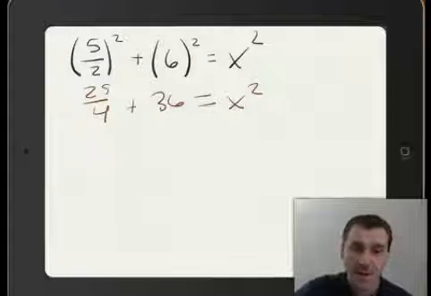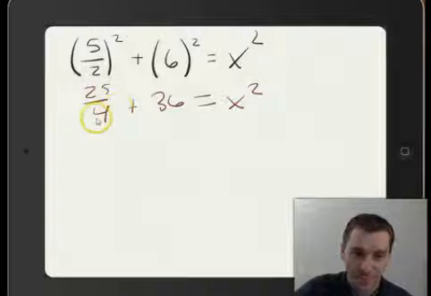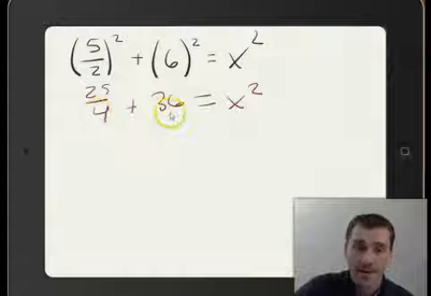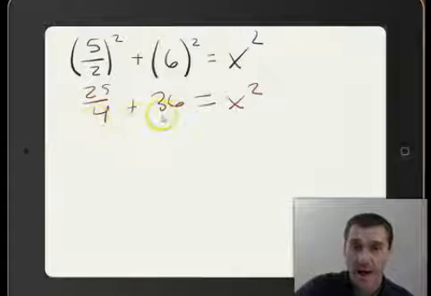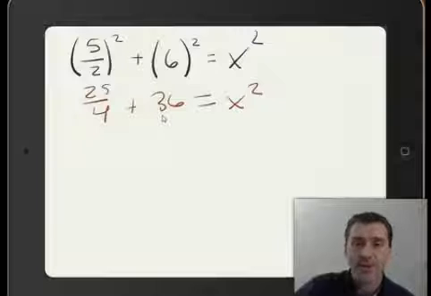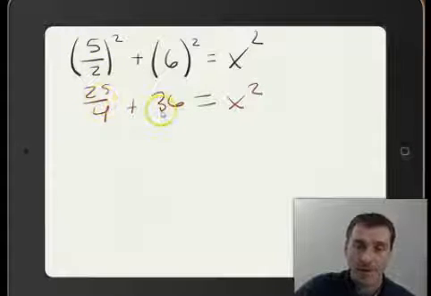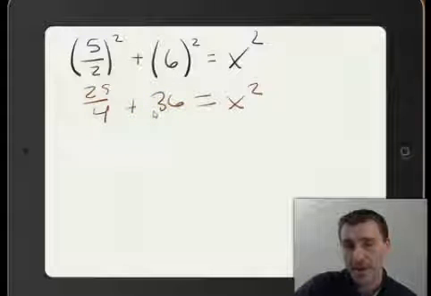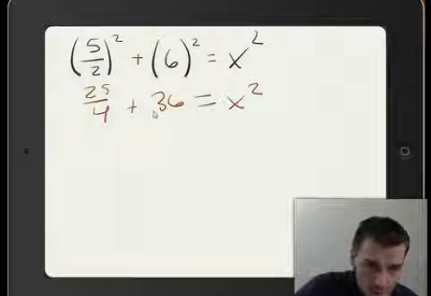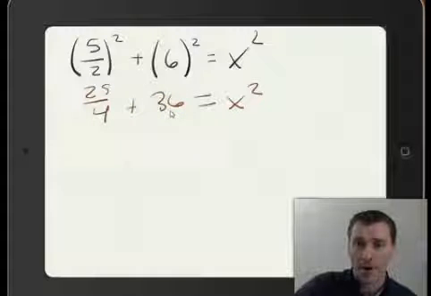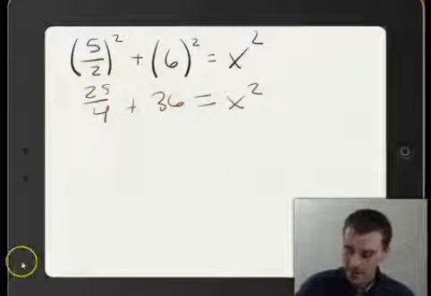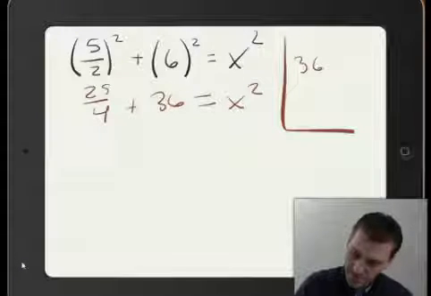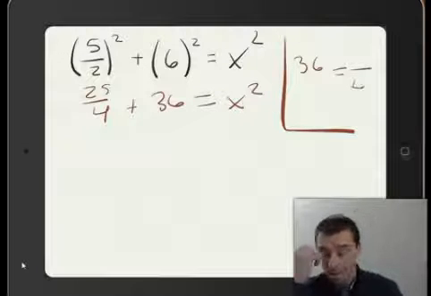So now here's the problem. Well, it's not a problem, it's just something we have to take care of. Now I have 25/4. I have to add to 36. Well, the only way that I can add things if I have a fraction is I have to have common denominators. So I have to find something over here, the 36, where it is equivalent, but in an equivalent fraction with 4 as a denominator. So I have to take 36 and rewrite it as something over 4.